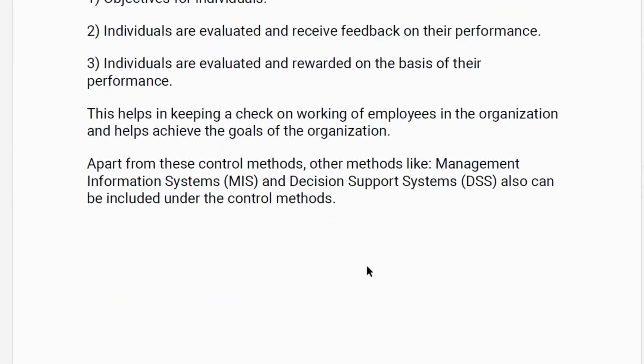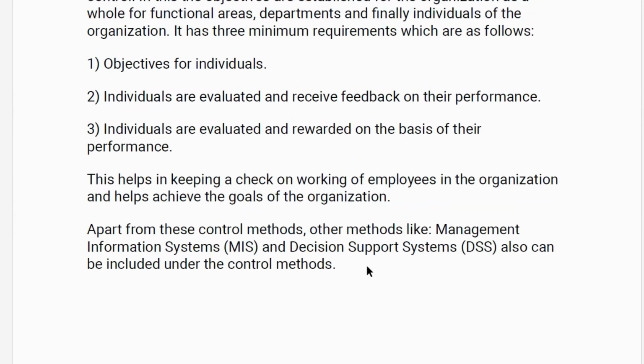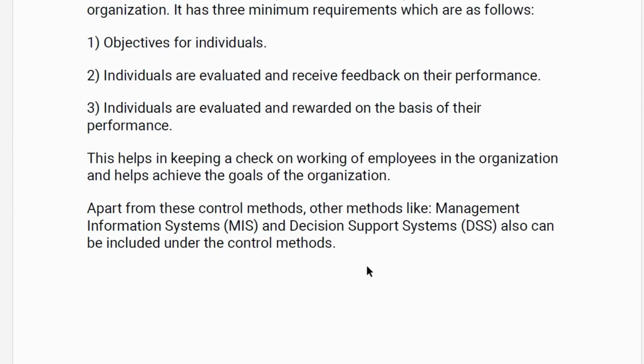Apart from these control methods which we have seen now, there are other methods like management information system and decision support system, and these methods can also be included under the control methods.